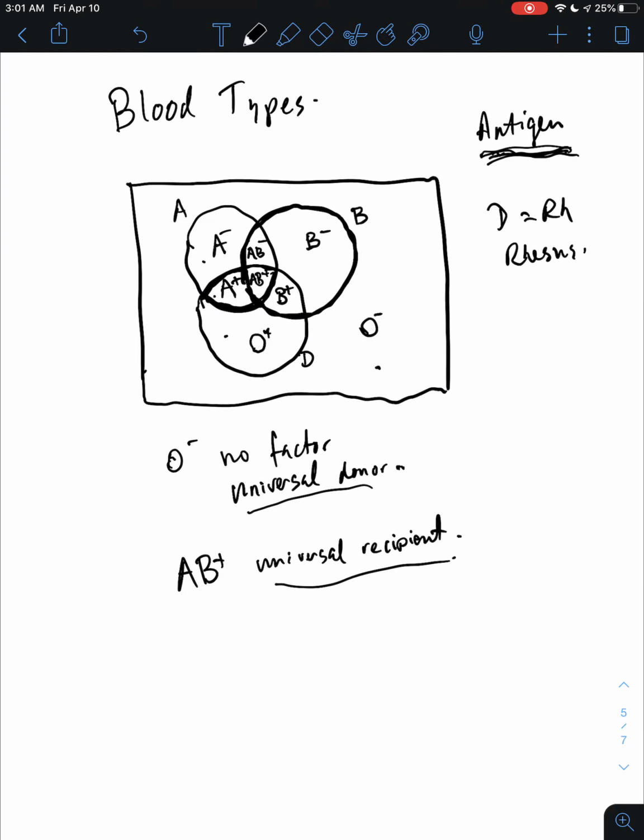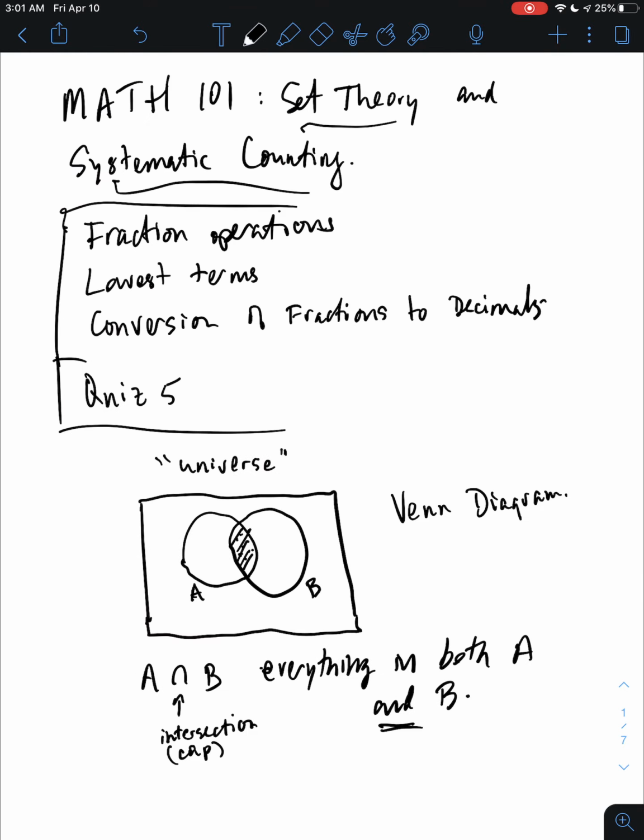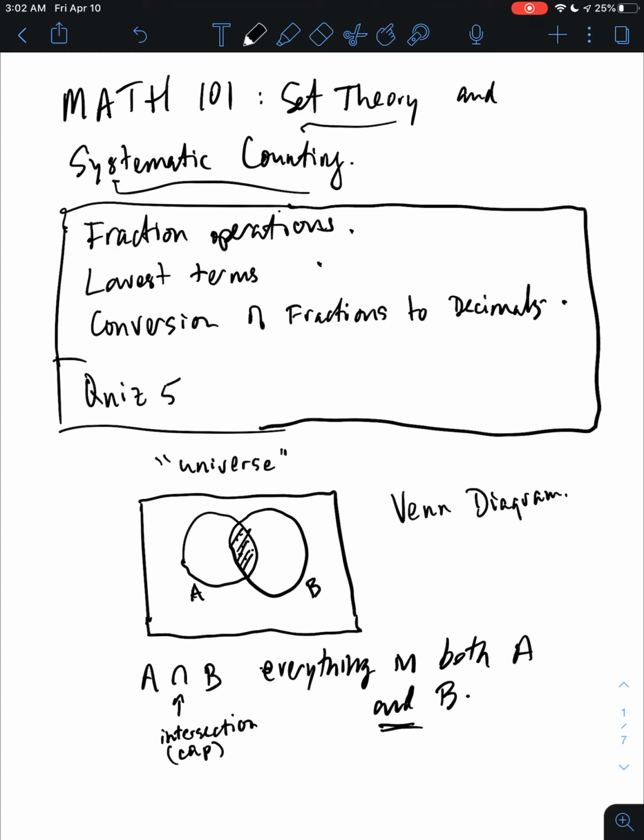And as I mentioned at the beginning, quiz 5 will be on fractions, fraction operations, lowest terms or least terms, and conversion of fractions to decimals. This new material will not appear on quiz 5. This new material will appear on the final exam, though. And the final exam will take place at the specified time. It will be for the specified amount of time, 3 hours. I will send out notes to everybody through the news forum about all of these things when they're ready to go.